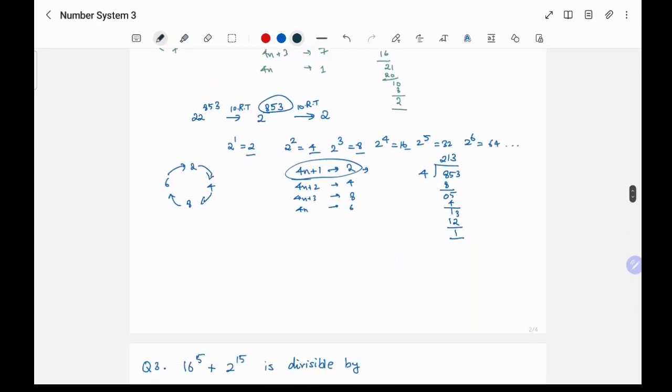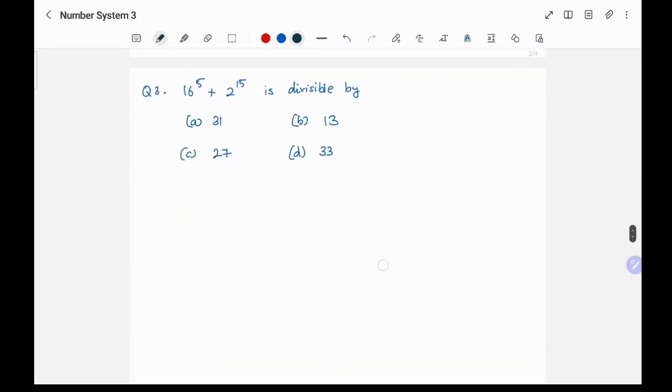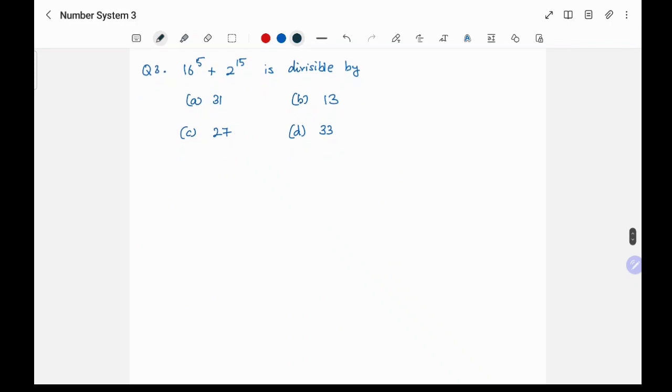Okay, so now let's go to the third question. 16 power 5 plus 2 power 15 is divisible by A 31, B 13, C 27 and D 33. Okay, let's check. How do we approach this question? First we look at the question and see if we can simplify it further.